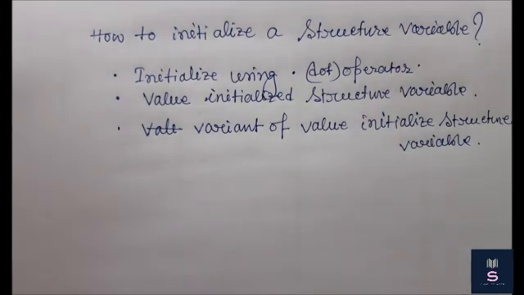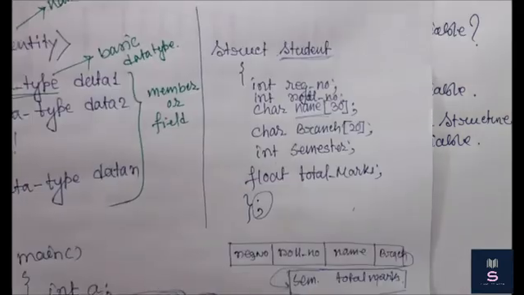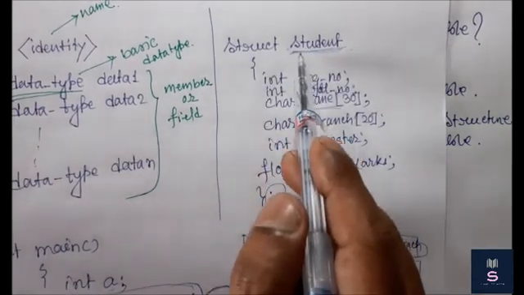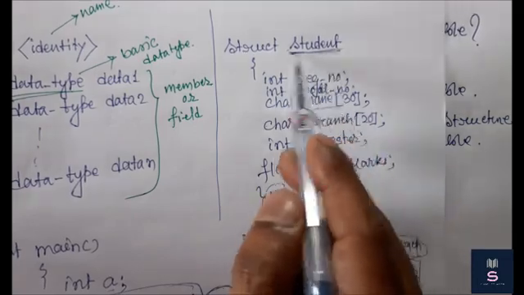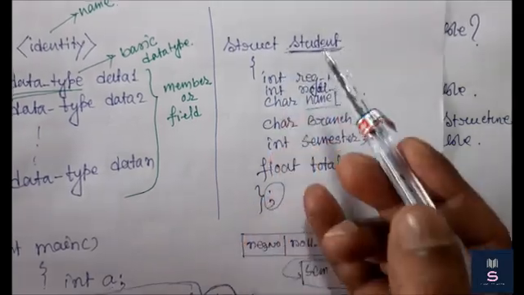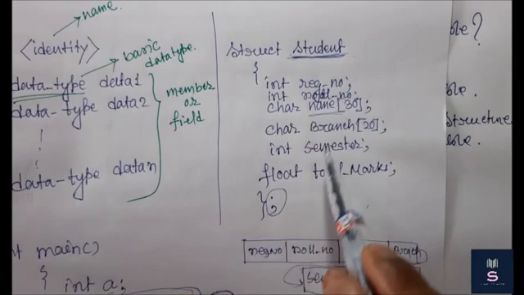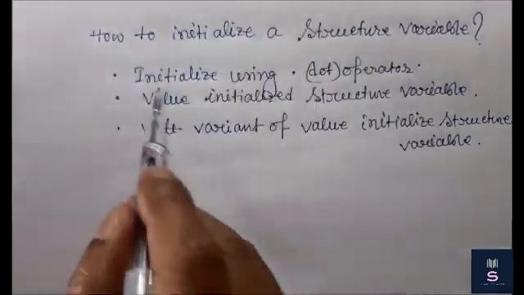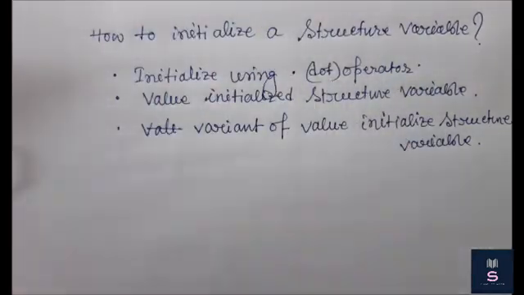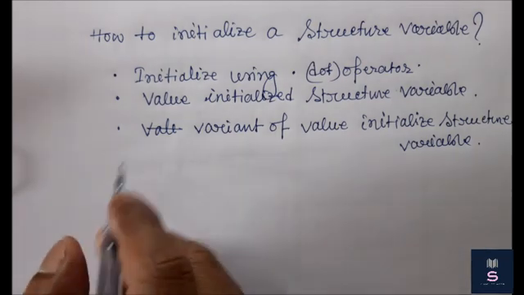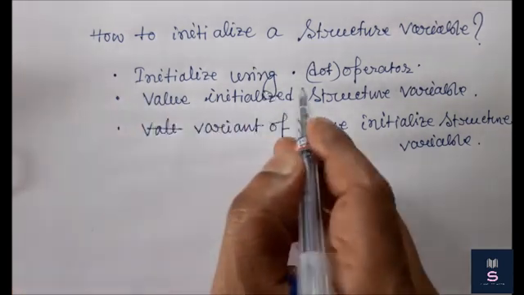So, we know that we can use any of them. In this example, we have taken a structure named student. Suppose I want to initialize the members of this structure, first by using the dot operator, or you can use the arrow operator to initialize or access a member of a structure. So, first, how can I initialize using the dot operator?